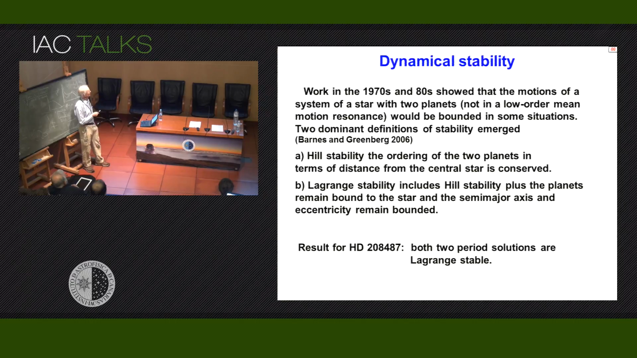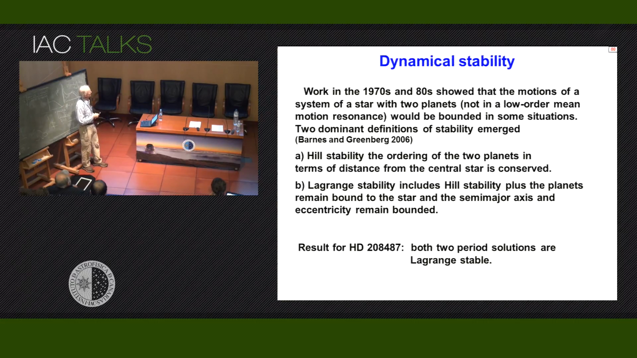comes from work in the 1970s, 80s that showed that the motions of a system of a star with 2 planets that are not in a near low-order resonance would be bounded in some situations, and the 2 dominant definitions of stability emerged. One is called Hill stability, and what that means is that the ordering of the 2 planets in terms of the distance from the central star is conserved. So one will always be outside of the other, but that doesn't guarantee that they will remain bound to the system forever. They can still progress outwardly.